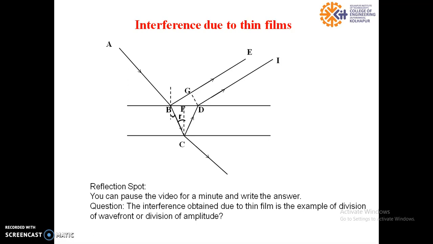Now this ray BE and DI will interfere with each other and you are going to see the interference pattern. So this interference obtained due to thin film, is it an example of division of wavefront or is it an example of division of amplitude? You can pause the video for a minute and you can write the answer.